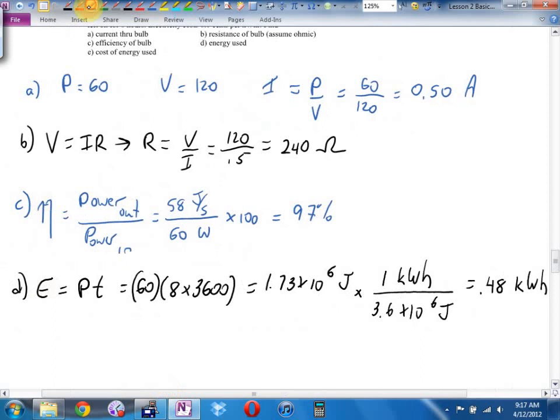So, how much does it cost? $0.06 per kilowatt hour times 0.48. About 3 cents, yeah? 0.48 is close to a half, so it's half of 6. Just under 3 cents. Again, BC, we're lucky.